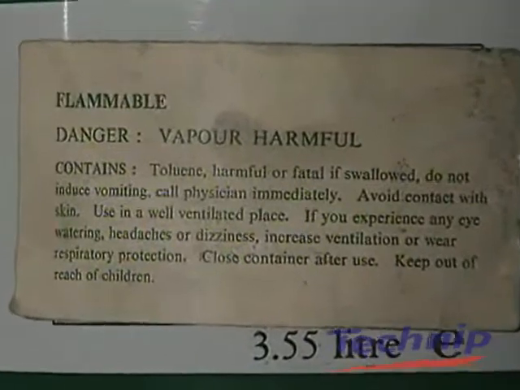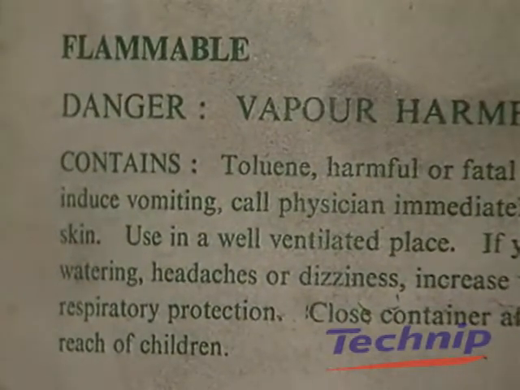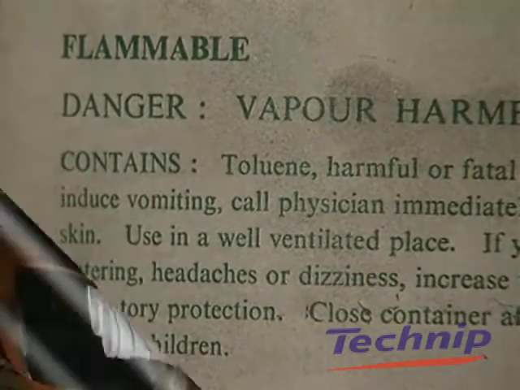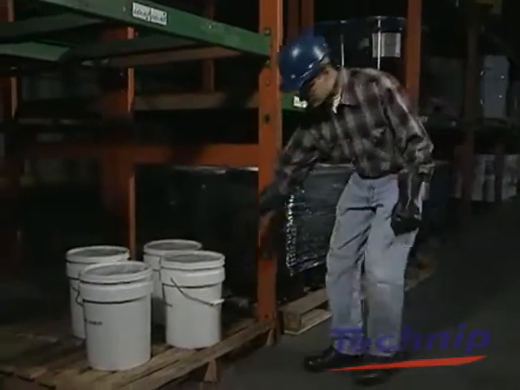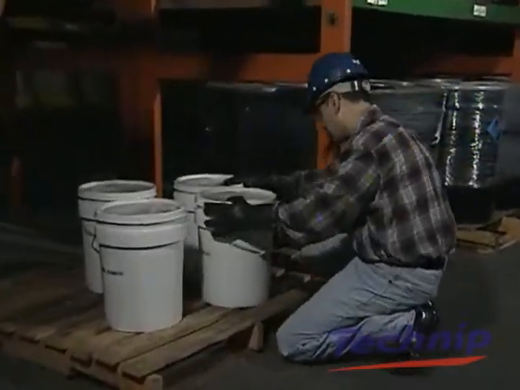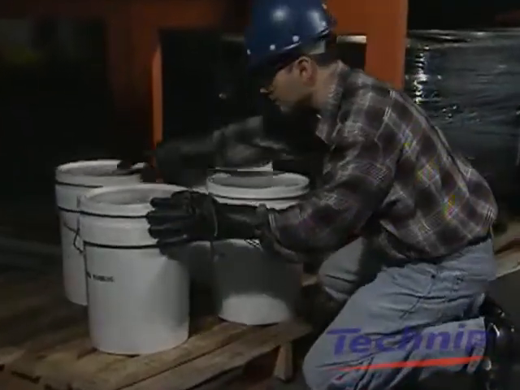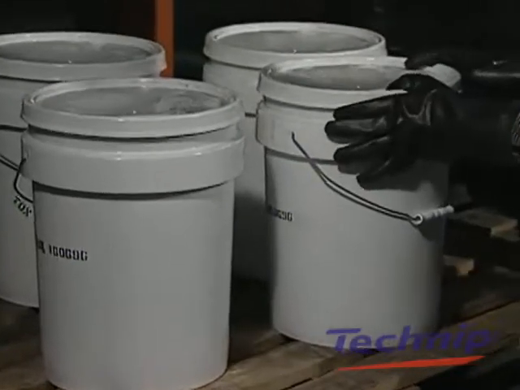Before working with any solvent, read the label so you know its hazards and any special precautions you need to take. Never use solvents from unmarked containers. Even if you know what it is, you may not be able to tell others if there is an accident. Any delay in treatment could cause permanent injury or even death.